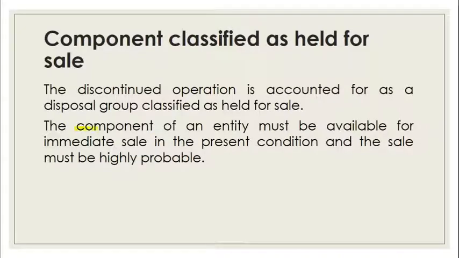The repeated mention here is the component of an entity. Meaning, it is not an individual asset. A discontinued operation is not an individual asset; it is accounted for as a disposal group classified as held for sale. What changes here is the second paragraph, which is the condition for classification as held for sale. So, basically, it is the same.